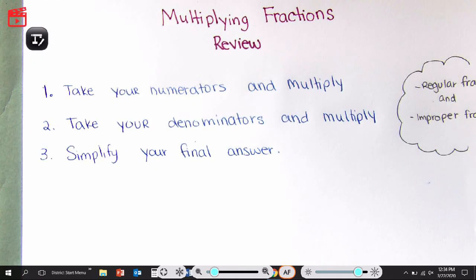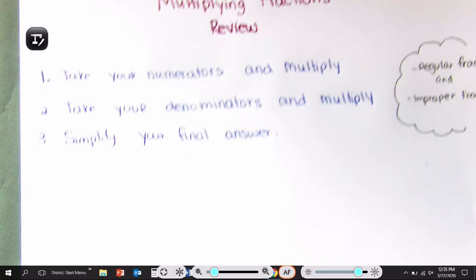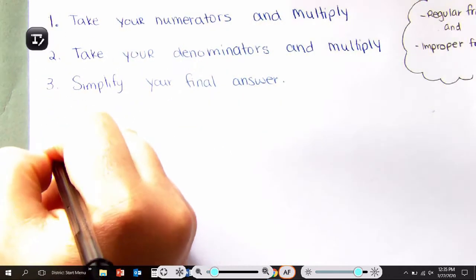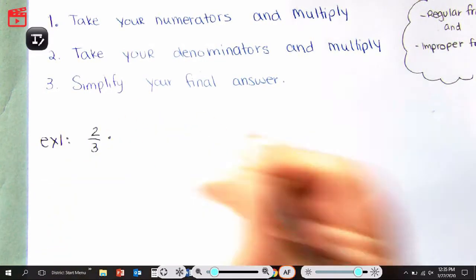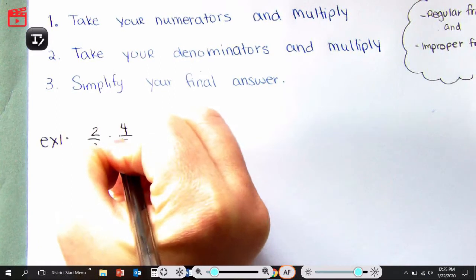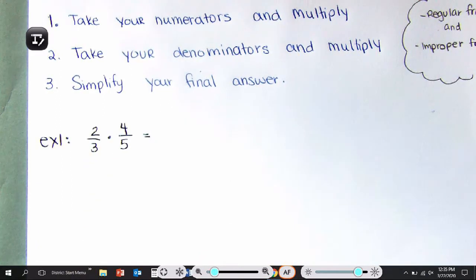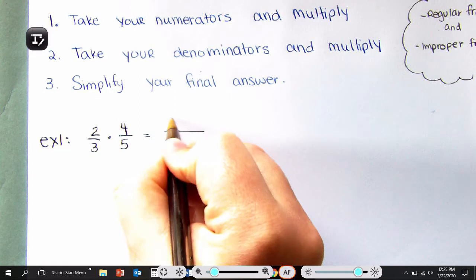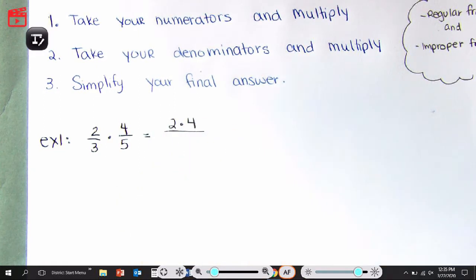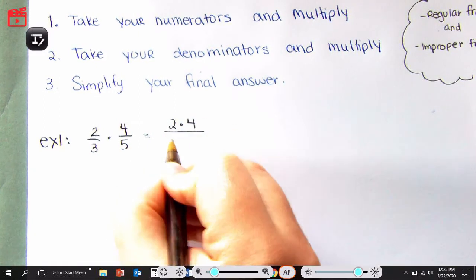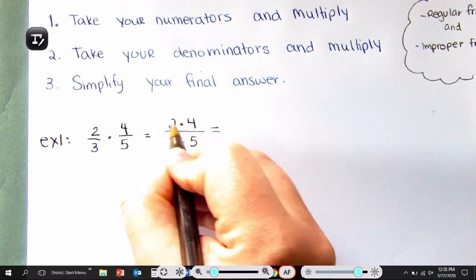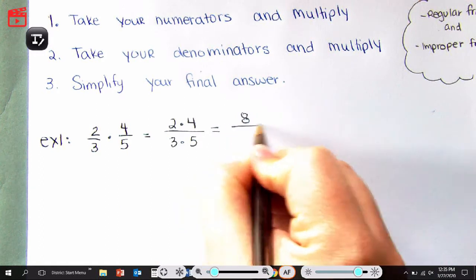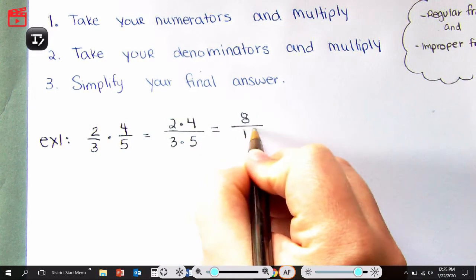You have your numerators, multiply. Denominators, multiply. Simplify your final answer. All right, let's get started. Example one. Let's do 2/3 times 4/5. Step number one, take your numerators and multiply. Step number two, take your denominators and multiply. 4 times 2, or 2 times 4, is 8. 3 times 5 is 15.